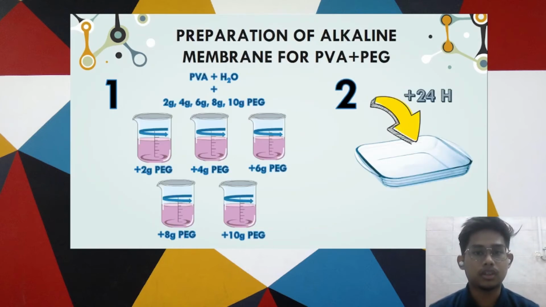Okay, for the preparation of alkaline membrane for polyvinyl alcohol plus polyethylene glycol, for this we choose the 5 gram of polyvinyl alcohol because 5 gram of polyvinyl alcohol is more conductive than 10 gram of polyvinyl alcohol. And after that, we mix with polyethylene glycol. For polyethylene glycol, we have 5 samples here, which are 2, 4, 6, 8, and 10. And we mix all together and we stir and heat for 4 hours. After 4 hours, we cast on the petri dish for 1 day, and after 1 day, we can peel off the membrane.